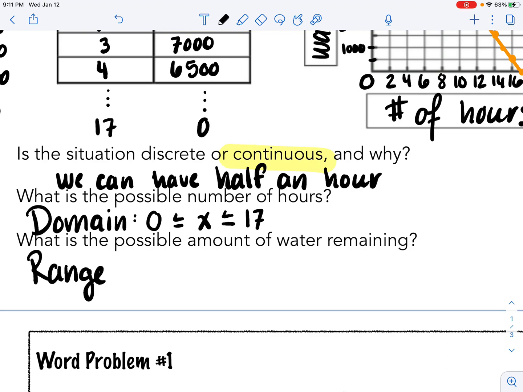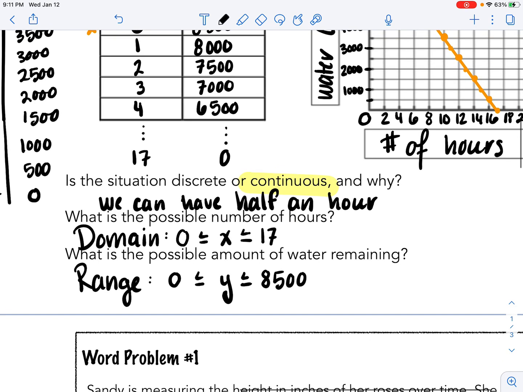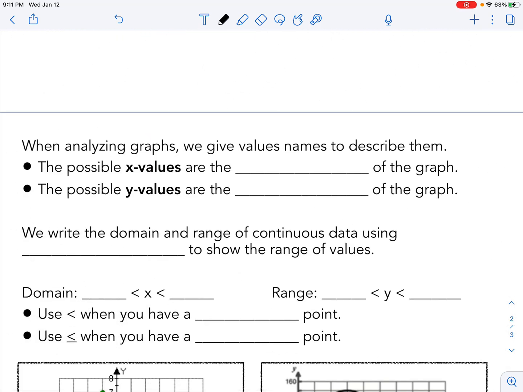Next thing is the amount of water remaining is the y value, so that's range. So I know y is going to be in the middle. The smallest amount of water I can have is 0 gallons, right, if it's completely empty. And the most I could have is 8,500 gallons if it is completely full. So this would be our domain and range for this particular situation. Okay, moving on.